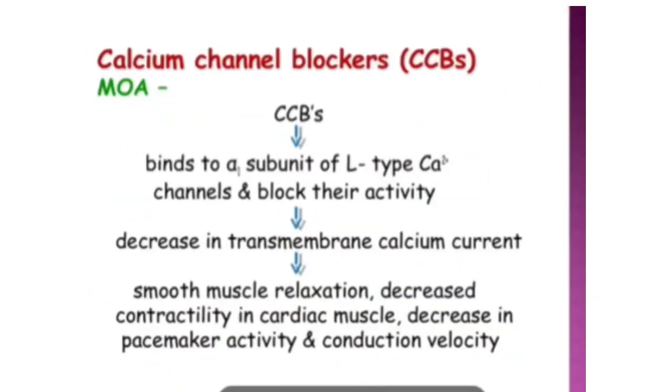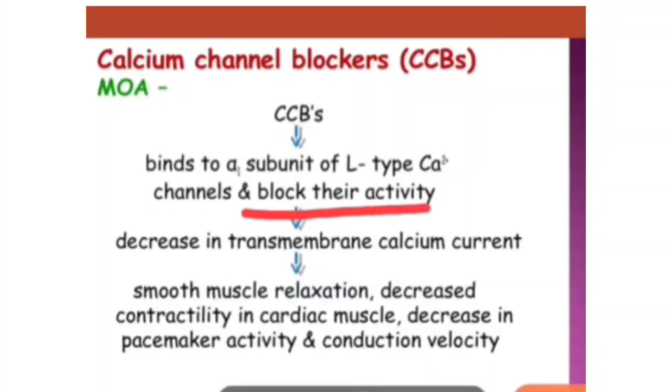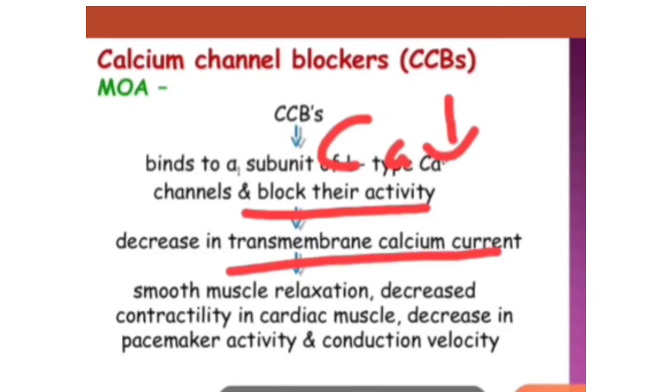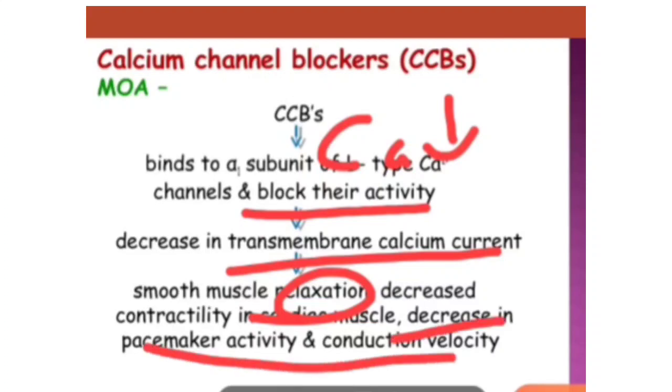Then we go into the calcium channel blockers. They are mostly effective on the L type calcium channel. The main mechanism is that they bind to the alpha-1 subunit of the L type calcium channel and block its activity, so calcium influx is decreased. The transmembrane calcium current decreases, smooth muscle relaxation is produced, contractility decreases, and pacemaker activity decreases. There are two types, dihydropyridines and non-dihydropyridines.